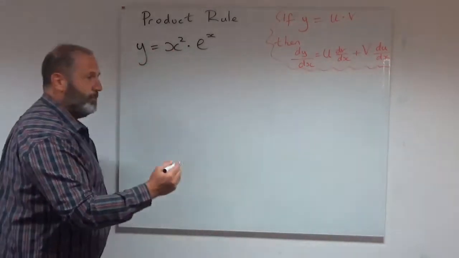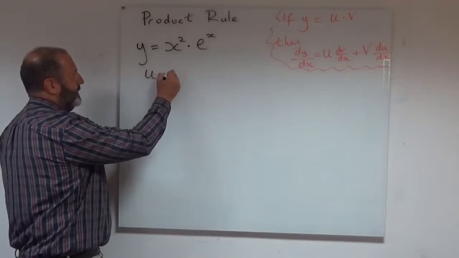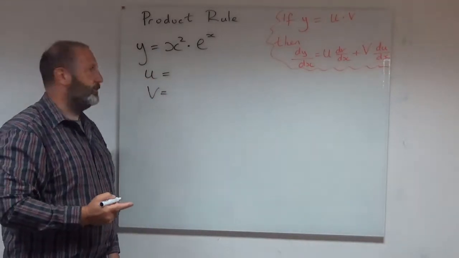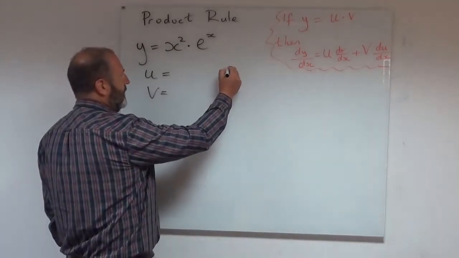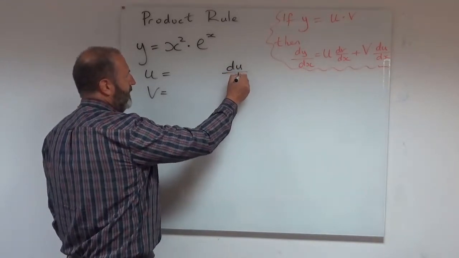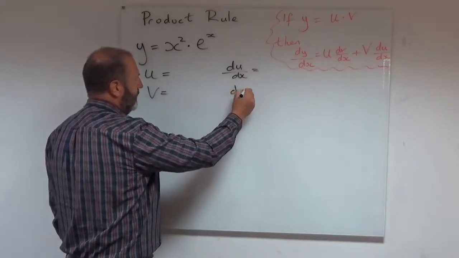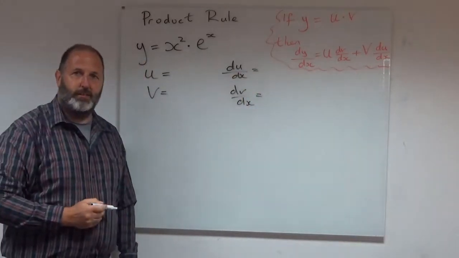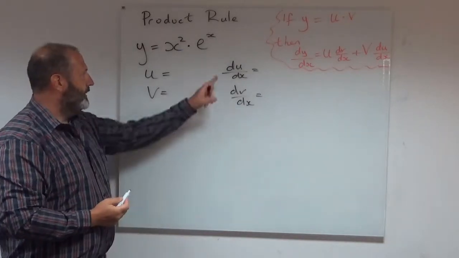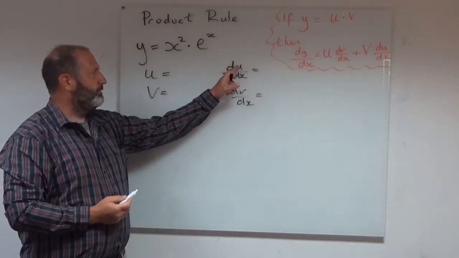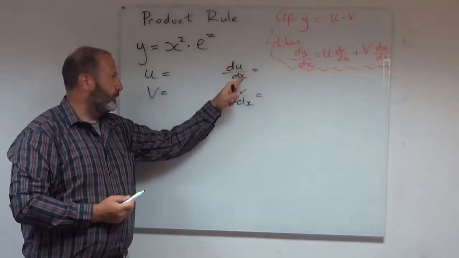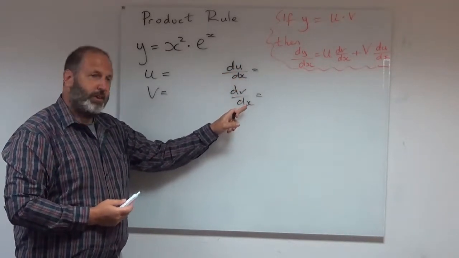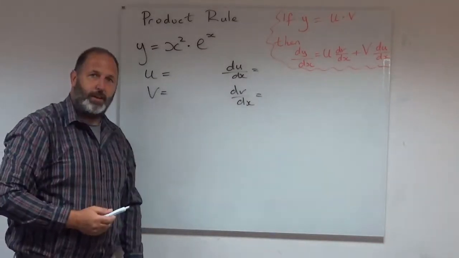So I'm going to do my best to lay out a template. I'm going to say u equals and v equals. And then from these two things I could hopefully find du/dx and dv/dx. Now, what do we mean by that? Well, du/dx just means differentiate u with respect to x, and dv/dx, differentiate v. So we'll have u and v waiting here.